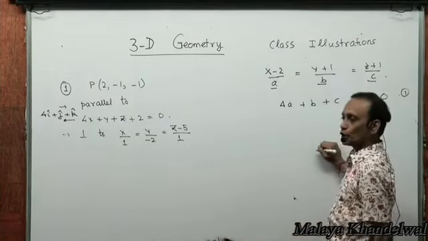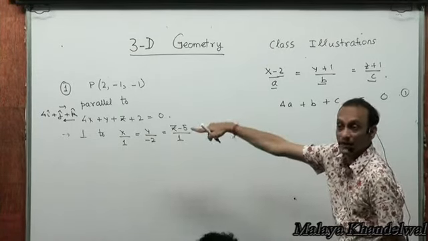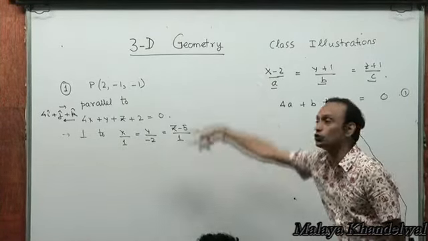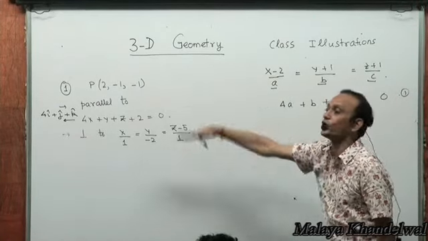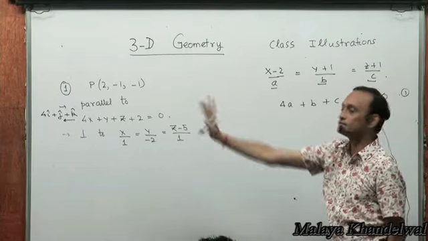If this line has to be parallel to that plane, it must be perpendicular to the normal to the plane. Yes or no?